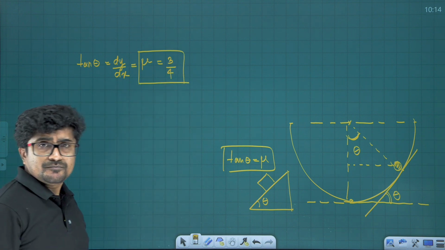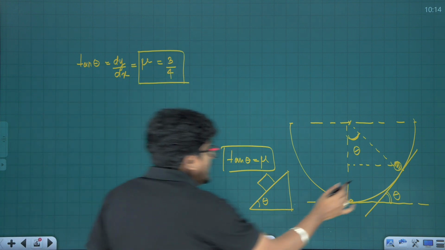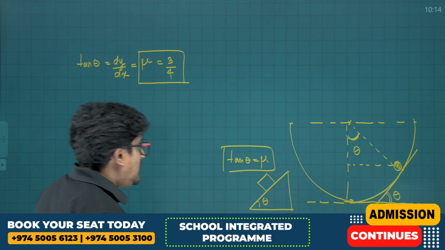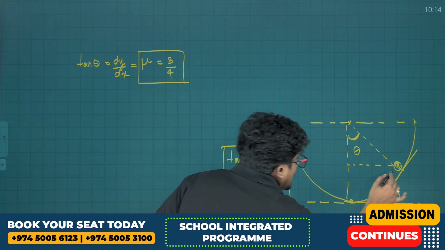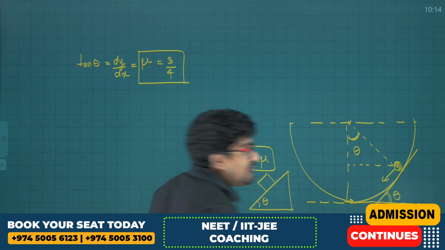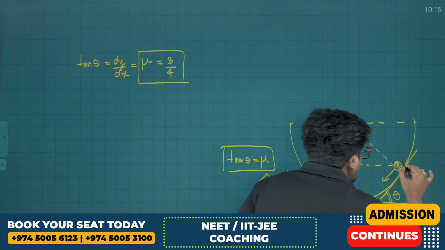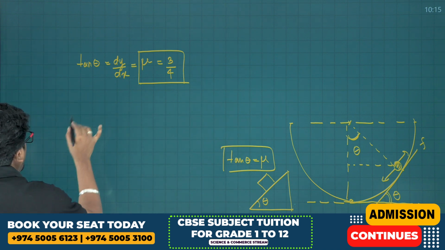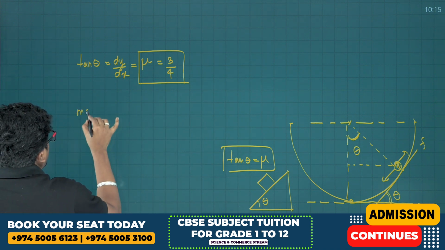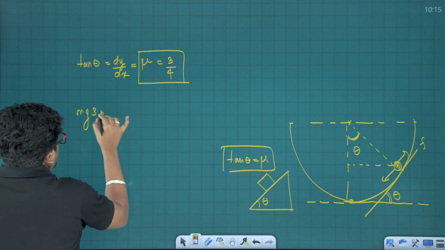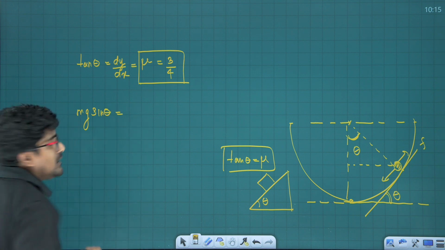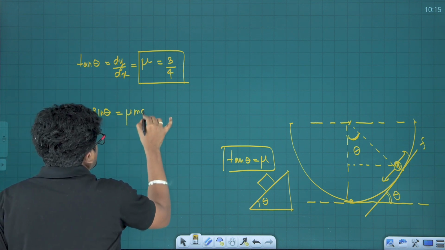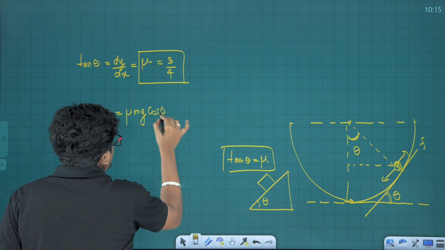Now here if this particular body is at a state of rest, that means mg sin theta will be acting in the downward direction, and of course friction will be acting in the upward direction. Now I can say that mg sin theta needs to be equal to what? Mu times mg cos theta.